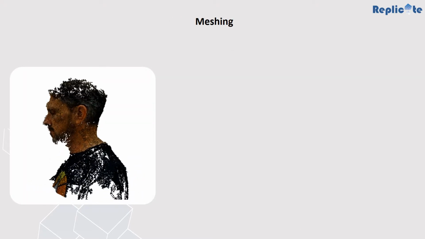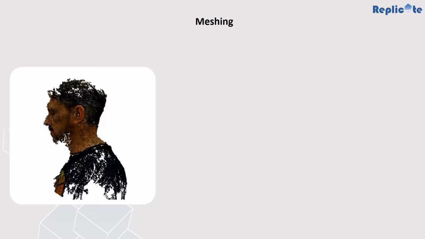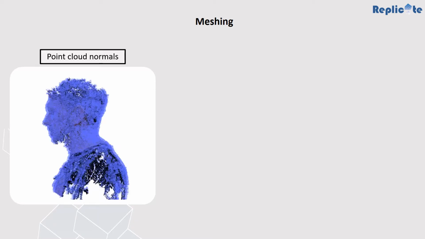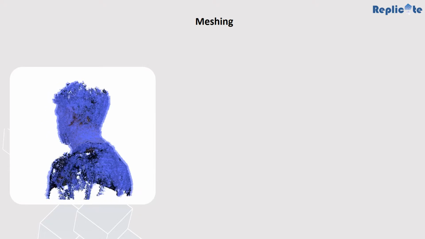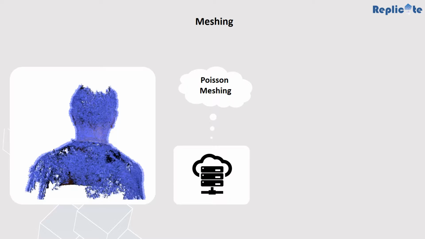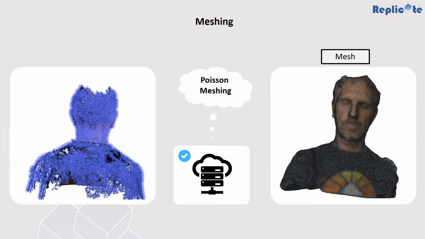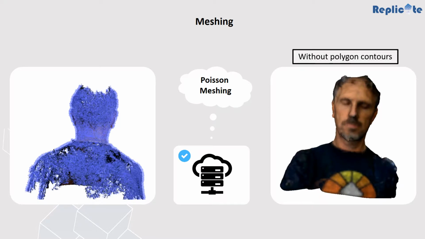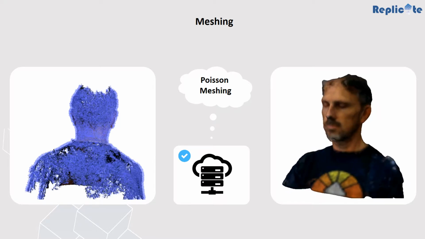The dense point cloud can now be used to generate the mesh. The meshing process uses the normals, computed during the structure from motion. The cloud server automatically generates the mesh using the Poisson approach. At this stage, the colors of the mesh are directly computed from the colors of the dense point cloud.